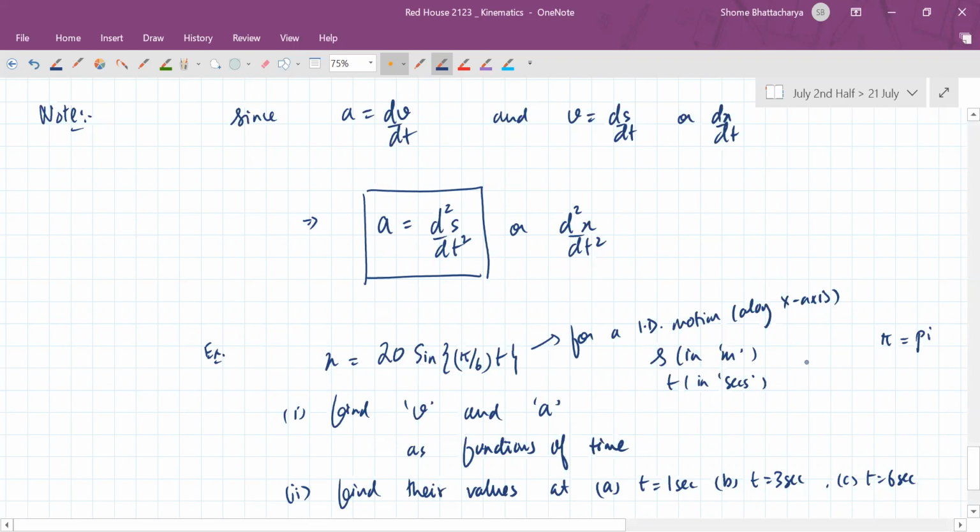For differentiation, remember you have to use the chain rule, no? Because it is not sine t, it is sine of some constant into t. So remember how you did the differentiation of sine 2x. It became cos 2x into 2, right? It was 2 cos 2x. So like that. Here it's differentiation of sine of some constant into t.